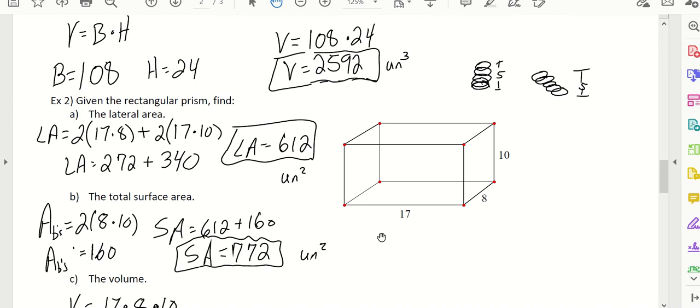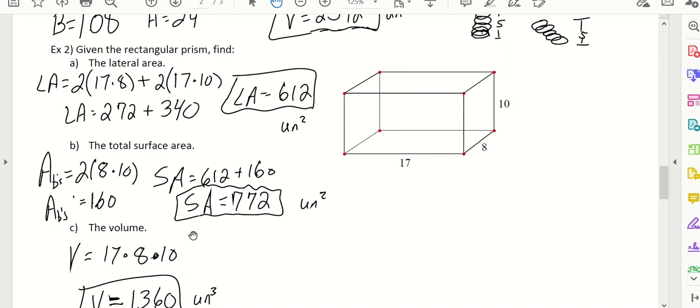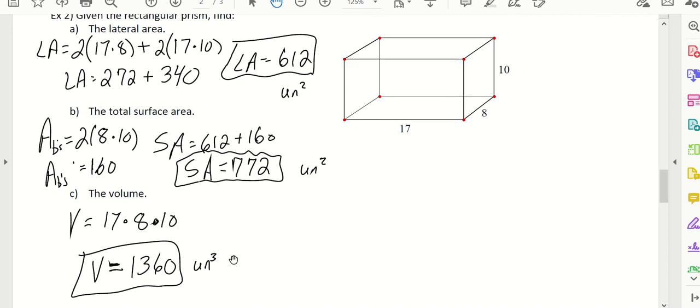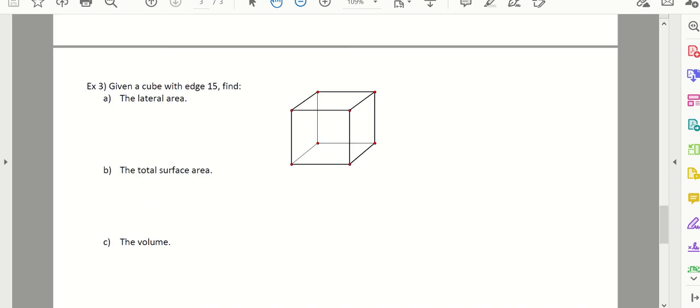Now onto the volume. Length times width times height for a rectangular prism. 17 times 8 times 10. And that gives us a volume of 1,360 units cubed. Volume is measured in units cubed. Okay, moving on. Example 3, given a cube with edge 15, find the lateral area, the total surface area, the volume.